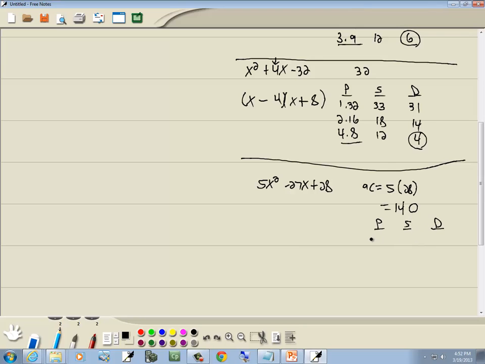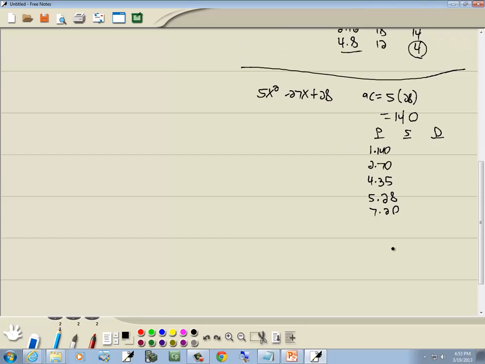Write down all of the products that give us 140. We got 1 times 140, 2 times 70, 3, no, 4 times something. Let's see, 5 times something. 6, no, 7 times 20. Now there's a 27 right there. So that's probably it, but let me see. 8, no. 9, no. 10 times 14. 11, I don't think so. 12, no. 13, okay.